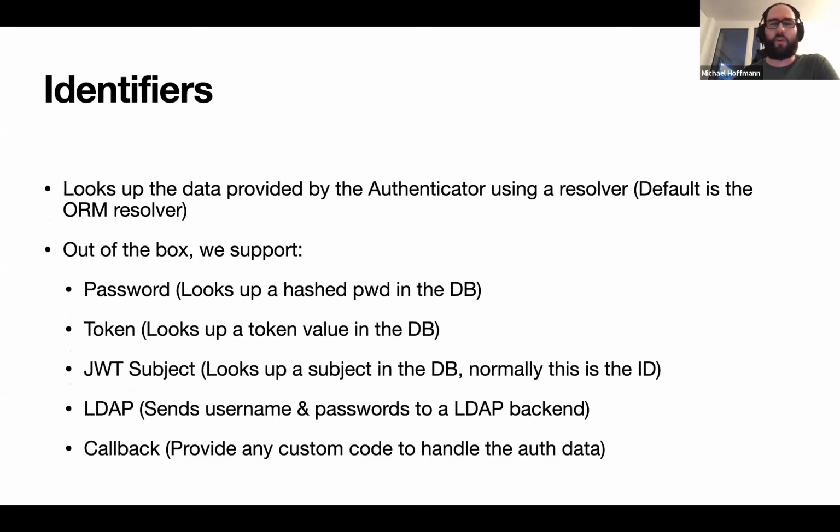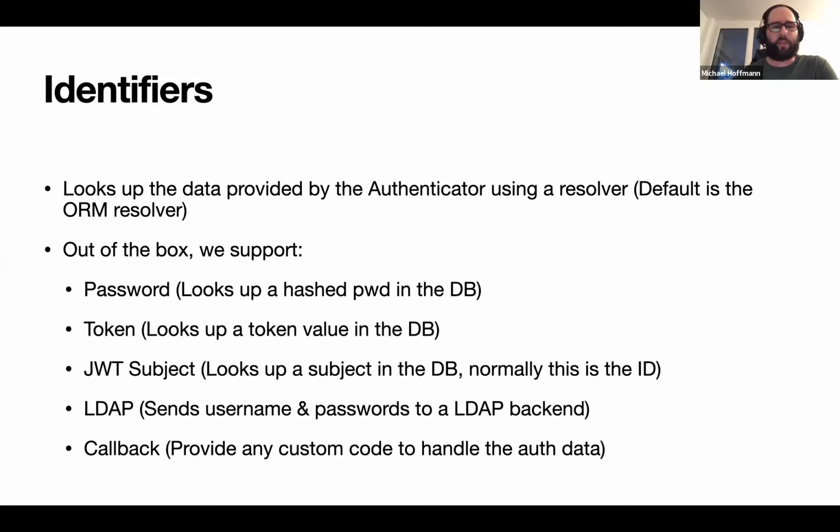Once an authenticator has found some usable data, it will pass this on to the identifiers. And the identifiers are using this data to find some identity, for example, a user in your database. They're doing that with the help of a resolver, and the resolver that comes out of the box is the ORM. So it will basically run a simple query against your database and see if it can find something.